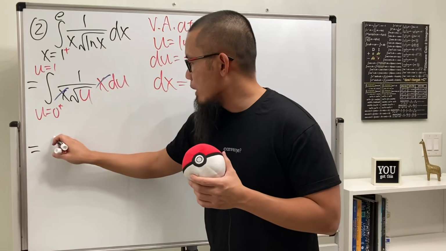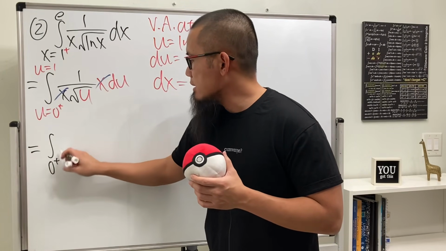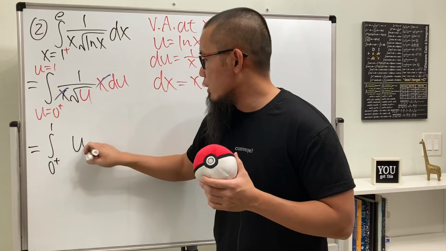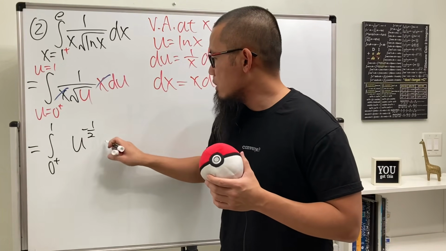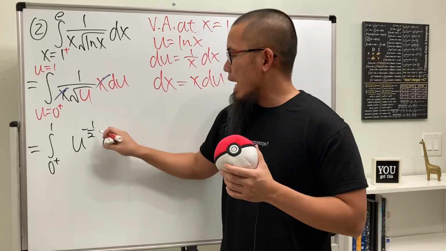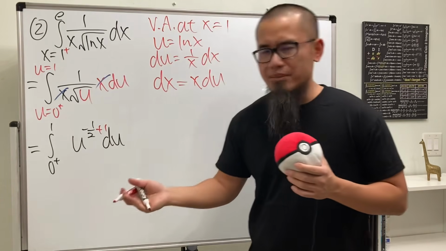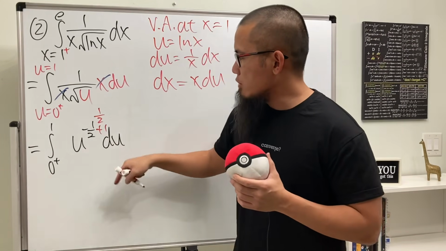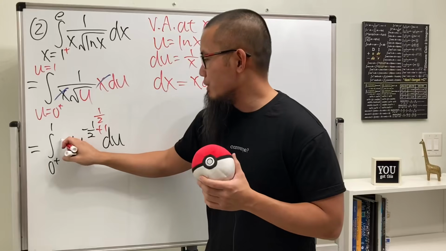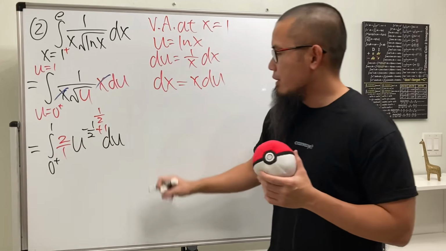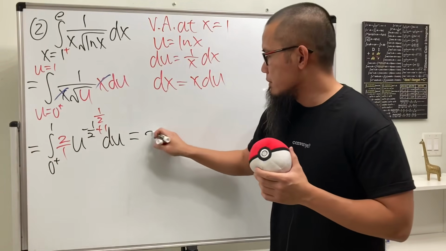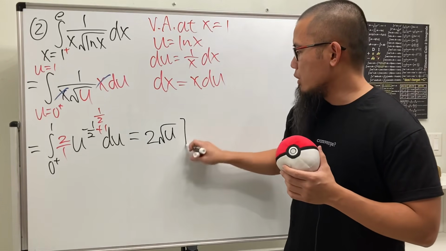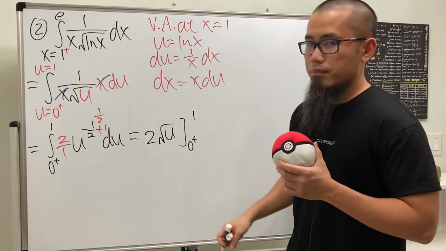And to do that, we are looking at the integral from 0 plus to 1 of 1 over square root of u. That's the same as u to the negative 1/2 power in the u world. Add 1 to the power: negative 1/2 plus 1 is positive 1/2, and then divided by the new power, which is going to be multiplying by 2 over 1. So we get 2, and then u to the 1/2 is the same as square root of u, and then we go from 0 plus to 1.